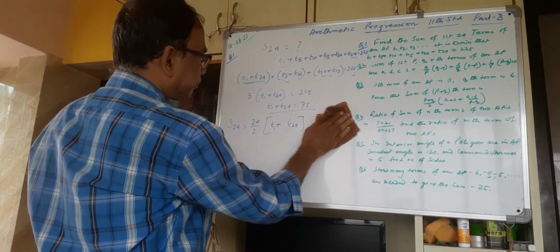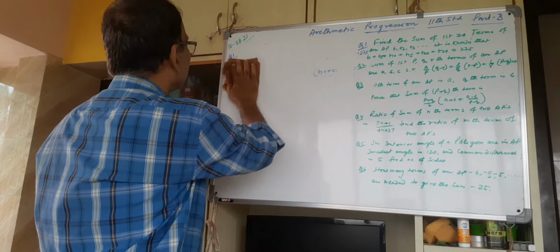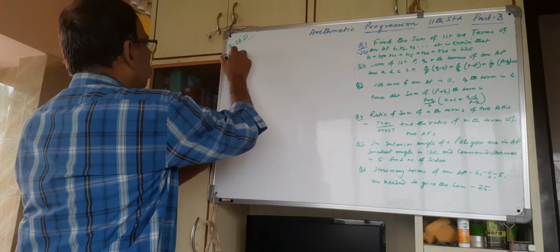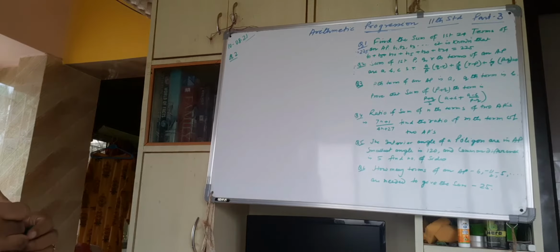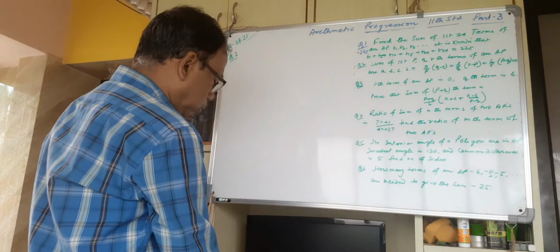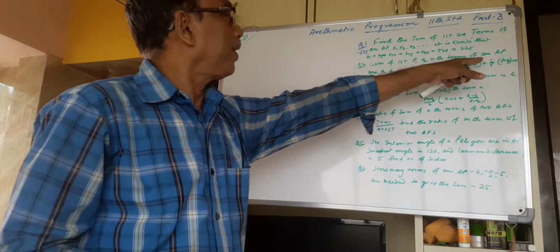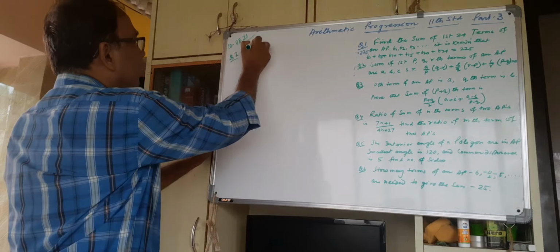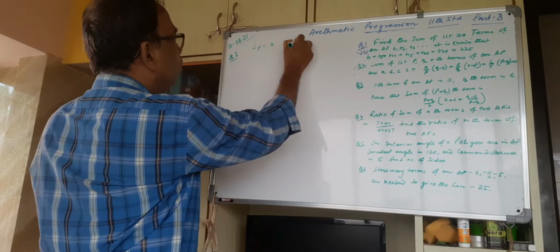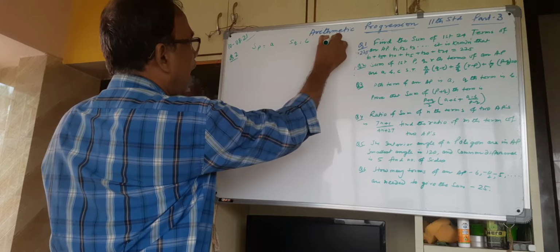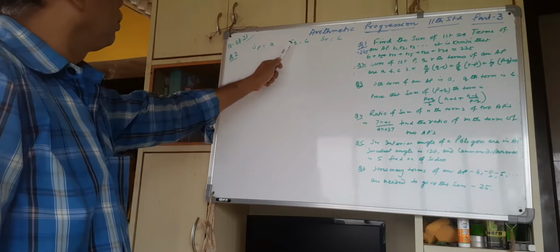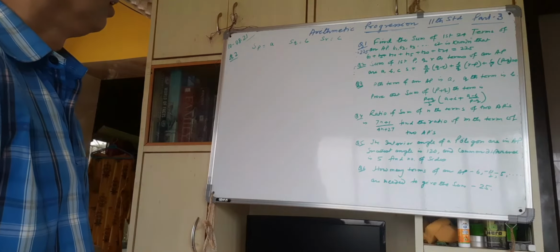Next, sum number 2. Question number 2. The sum of the first p, q and r terms of an AP is a, b, c. Here it is given that Sp equals small a, Sq equals small b and Sr equals small c. The sums of the first p terms, q terms and r terms are a, b, c. You have to prove this.